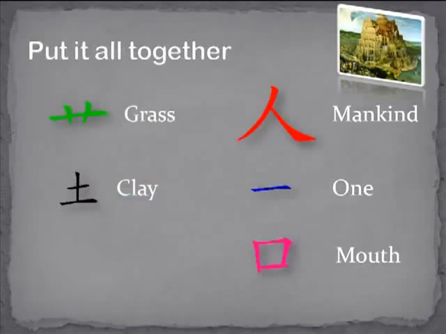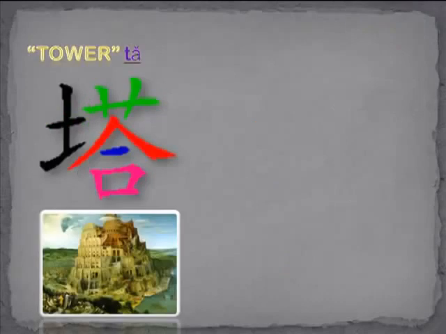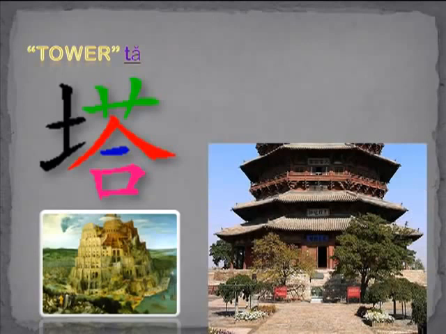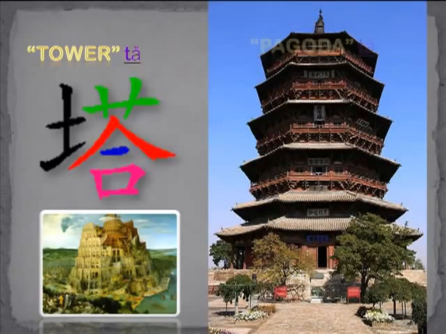and they were building bricks out of grass and clay, and put all these together, these 1, 2, 3, 4, 5 components, and you get the word ta, which is tower, which is also used for a pagoda in ancient China, which was also used to try to reach heaven. So not only is the word representative of what was behind the story of the Tower of Babel, but also the cultural building of towers was brought into China, with pagodas being seen everywhere.